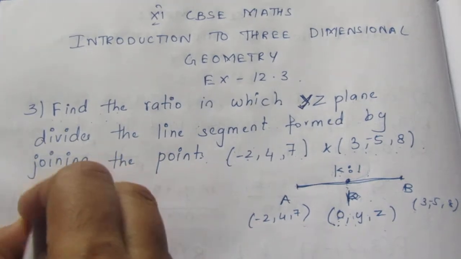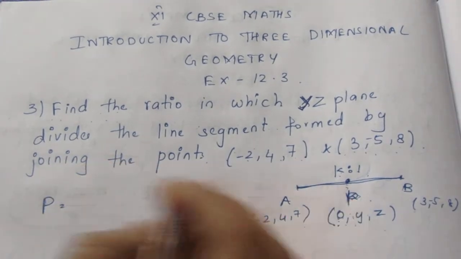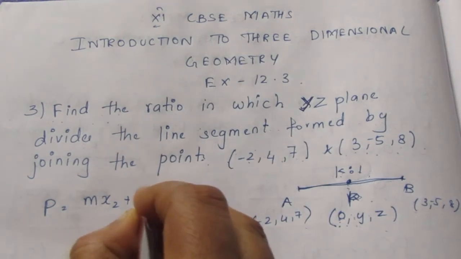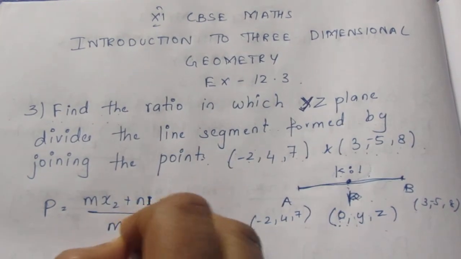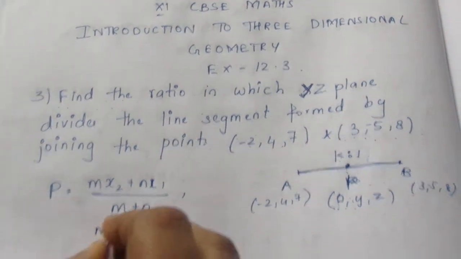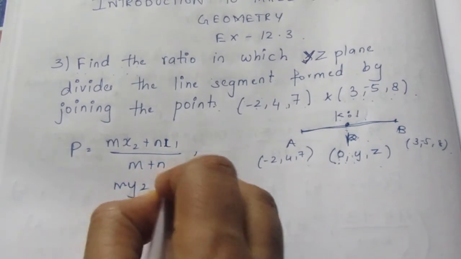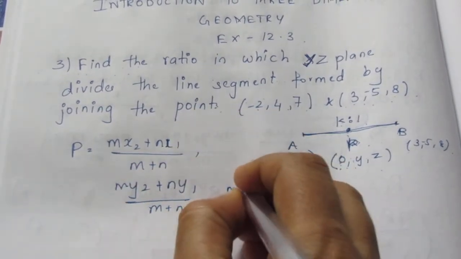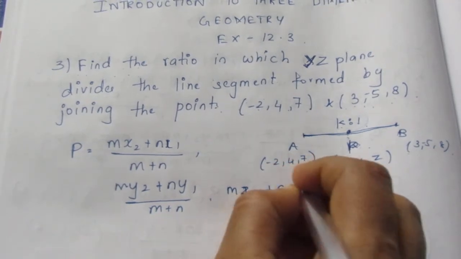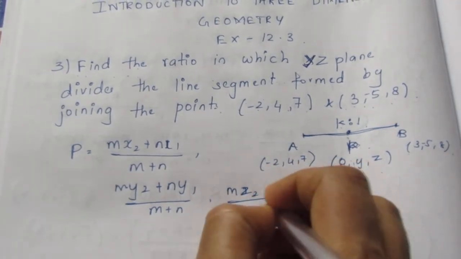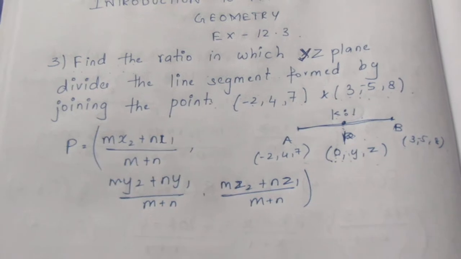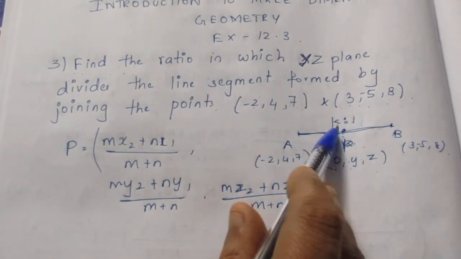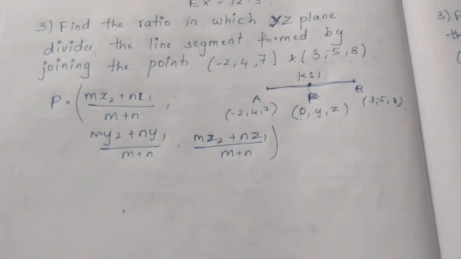Now always write the formula. We are going to take the ratio formula. So the formula will be (mx2 + nx1)/(m + n). Same way, (my2 + ny1)/(m + n). The third one is (mz2 + nz1)/(m + n). So I have written the formula, but I am going to take only the x-coordinate because I know that x is equal to 0, so that it's easy for me to find the variable.